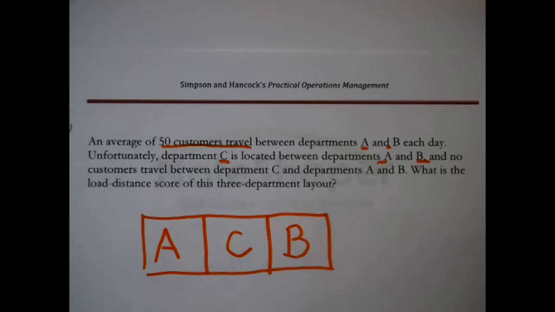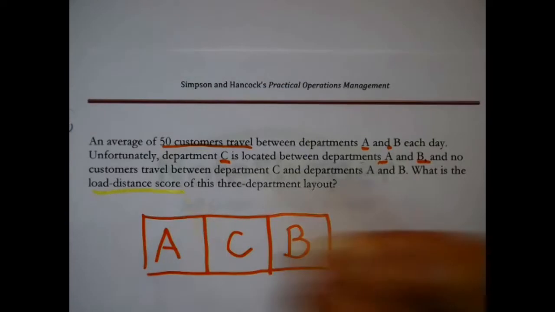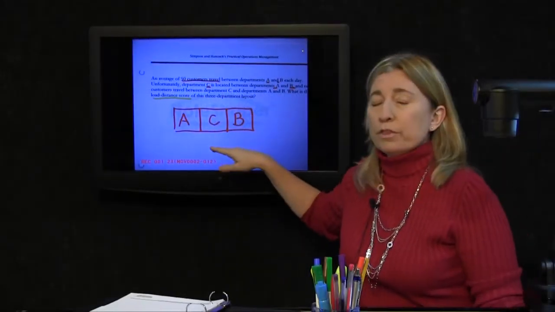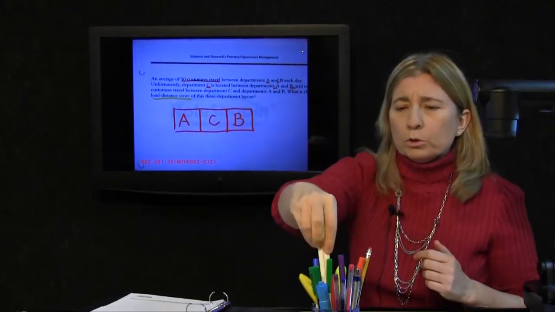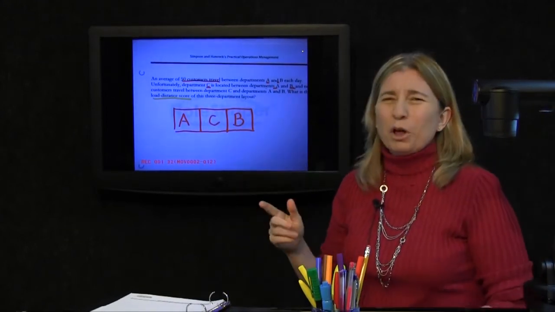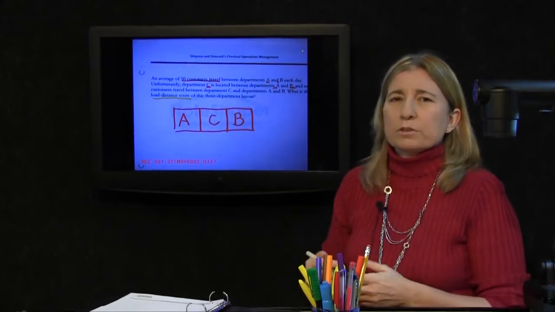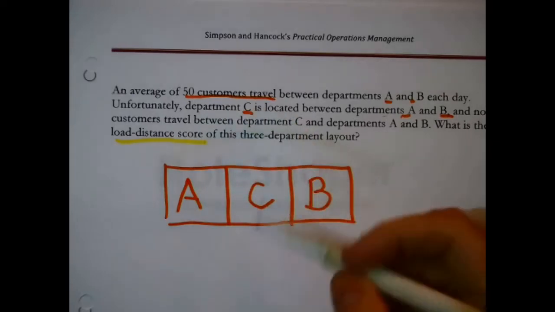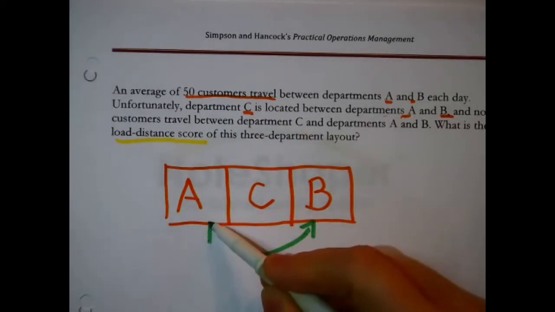Oh, okay. Now, what actually is the question? What is the load distance score for this 3-department layout? It helps us to have the layout in front of us. Now, load distance score, right. You say load, there was no load in this problem. Load just means amount of traffic. Notice in this problem, it said an average of 50 customers. Now we have something we can attach that information to.